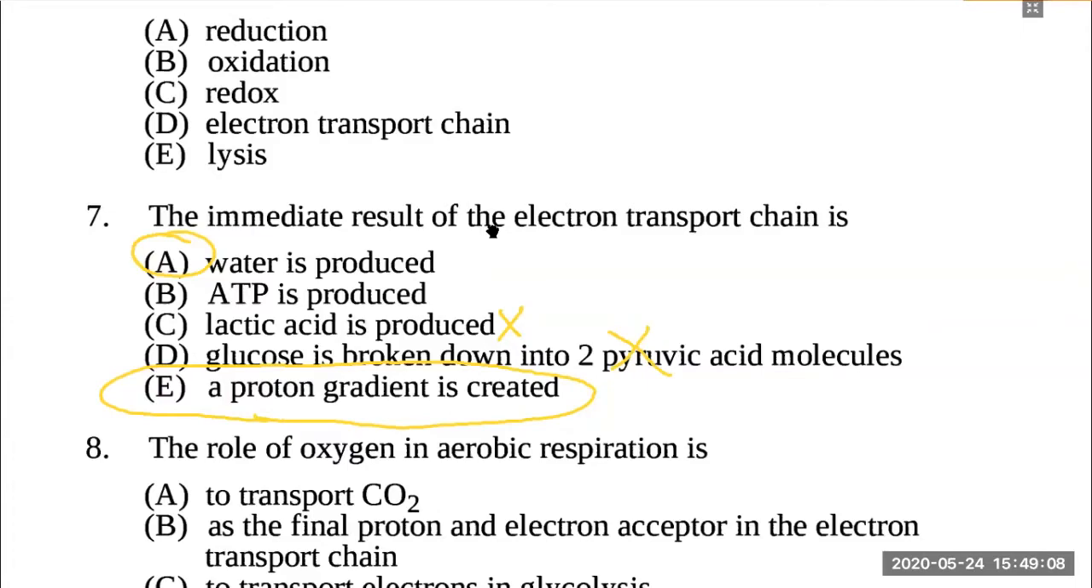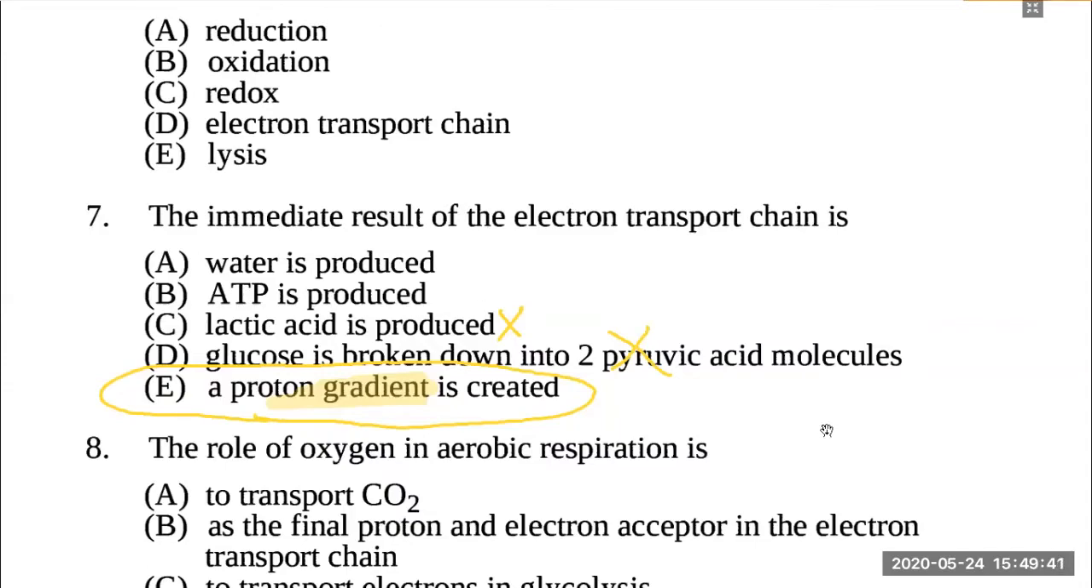So the answer for the question, guys, is E, in which a proton gradient. Gradient means difference in the concentration, the difference in the concentration of these hydrogen ions across the cristae membrane. After that, ATP will be produced. Okay? So, I hope it's clear.